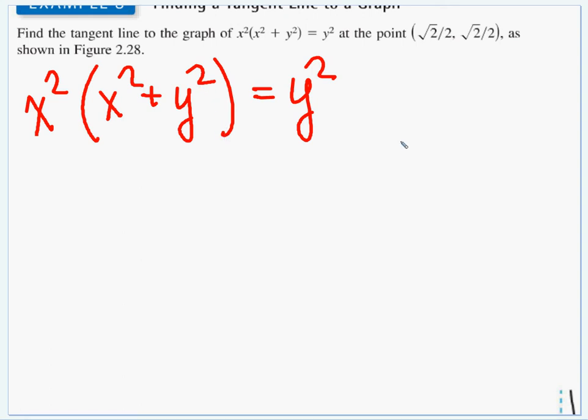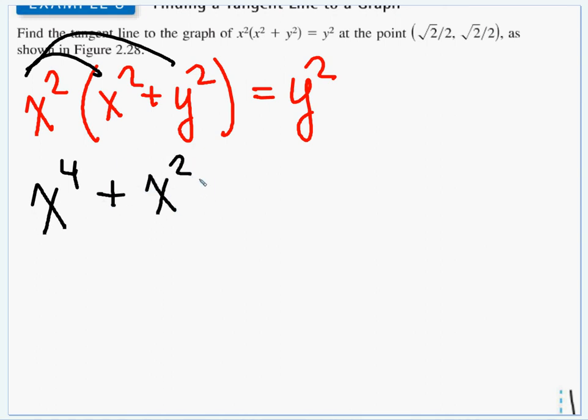The way I did this in my notes, we could do product rule here with that as our first and that as our second. But an alternate method, I distributed this x squared to get the party started. So that gave me an x to the fourth. We can derive that just fine. And then we're going to have a plus x squared y squared. We're going to derive that with the product rule. So I guess there is no escaping the product rule on this one.